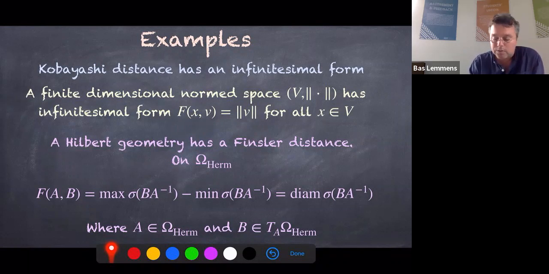But also the Hilbert geometry is known to have a Finsler distance. And let me spell out what the infinitesimal form is in this example. If we look at the tangent space at A, where A is invertible, in the direction of B, where B is just an n by n Hermitian matrix, then what we get is the diameter of the spectrum of B A inverse. I can take A inverse because A was invertible. So this is again a nice way of doing things.